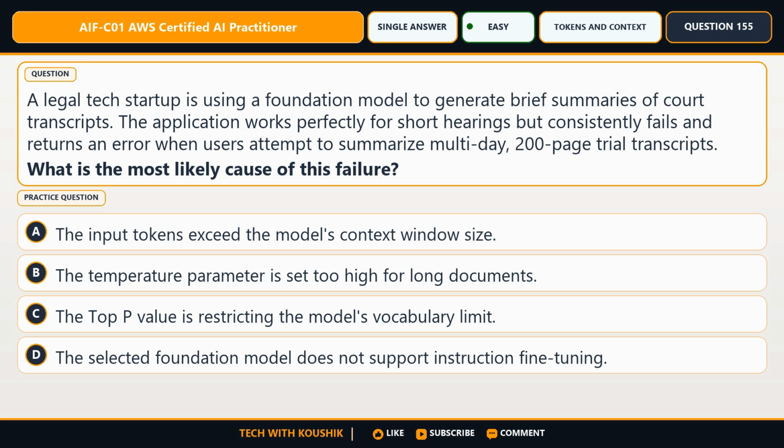Use the scenario constraints to assess these choices. Choice A. The input tokens exceed the model's context window size. Choice B. The temperature parameter is set too high for long documents. Choice C. The top p-value is restricting the model's vocabulary limit. Choice D. The selected foundation model does not support instruction fine-tuning.